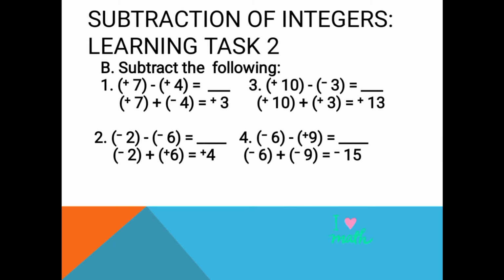Copy the first term, negative 6. The operation will be changed. The minus will become plus. The subtrahend, change the sign. The positive 9 will become negative 9. Now, since this is the same sign, copy the sign and add the numbers. 6 plus 9 is equal to 15. The negative will be copied. Okay, so the final answer is negative 15.